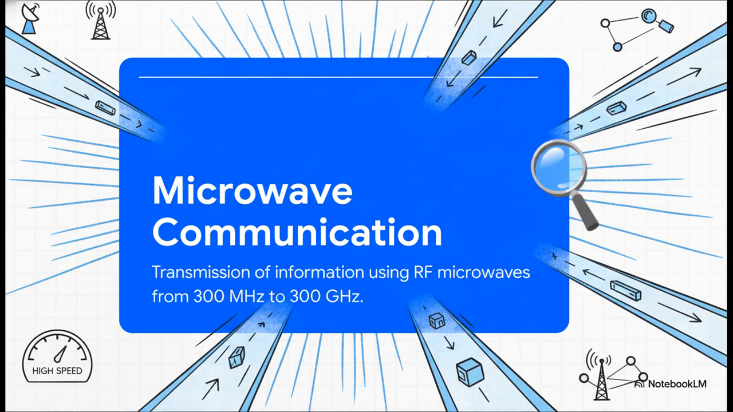Okay, let's dive right into this. At its core, microwave communication is the transmission of information using radio frequency, or RF, microwaves. When we say microwaves here, we're talking about electromagnetic waves with physical wavelengths ranging from about 1 meter down to a tiny 1 millimeter. And frequency-wise, that corresponds to a massive range between 300 megahertz all the way up to 300 gigahertz. You can really think of these frequencies as high-speed expressways up in the sky, specifically designed to carry just colossal amounts of digital traffic.